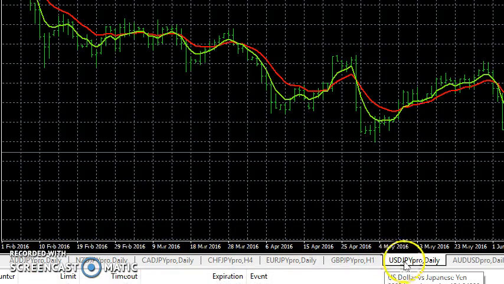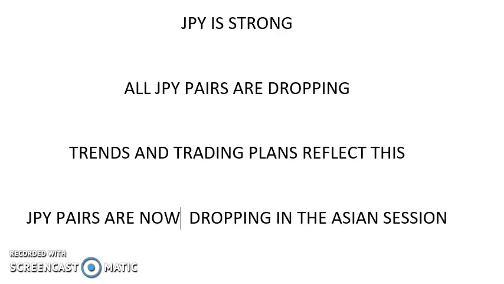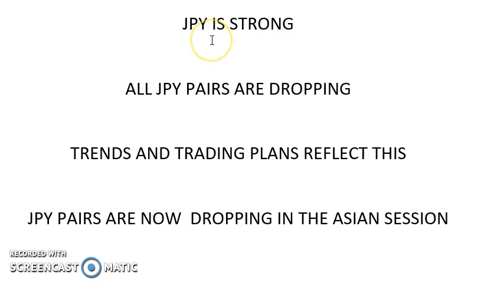So we've investigated the long-term trends in the H4 and D1 time frame on all of these pairs, and they're all pointing down, they're all pointing the same way. So we have all 7 pairs telling us the trends are dropping on the Japanese yen, and it's getting back in the direction of the main trends, which is down. The MN time frames are all pointing down on all the Japanese yen pairs. So put together a little summary here. Right now the Japanese yen is strong, which means all the yen pairs are dropping. And the trends in the trading plans reflect this.